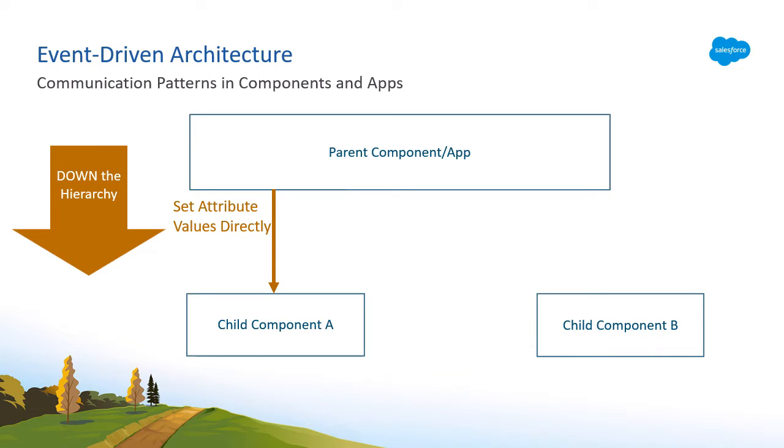It has that child encapsulated within it, and it can say, here's your value. And it's direct, it's simple, it's pretty easy to understand. But we also have methods.